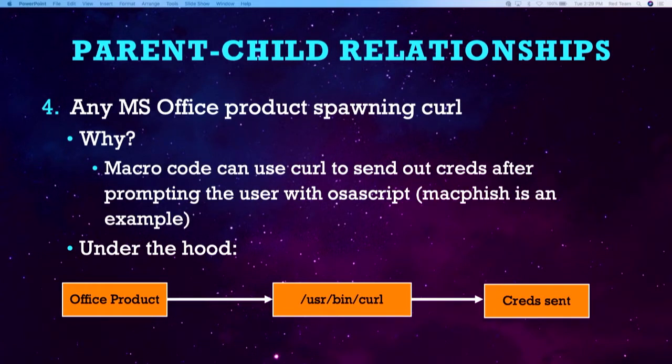Another one, MS Office spawning curl. So in the aforementioned example, let's say I have an Office macro that uses osascript. It prompts the user, hey, this document's encrypted, enter your Apple ID and password, as an example. And then after they enter that, I take those as variables and I curl them out to the server. So that would be another aspect of a parent-child relationship that you could key in on.